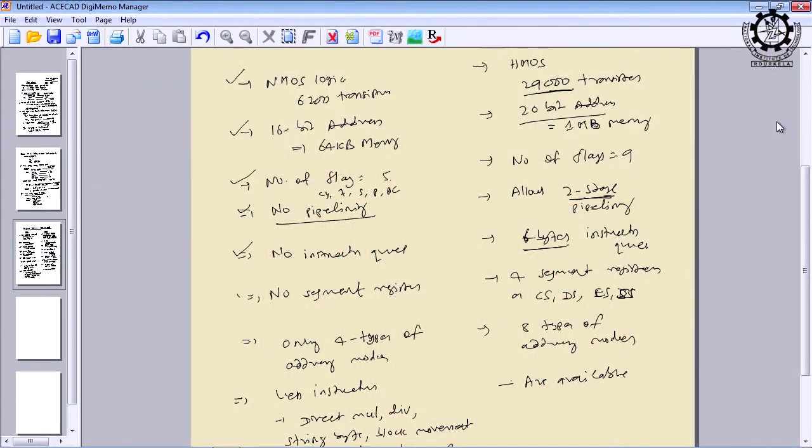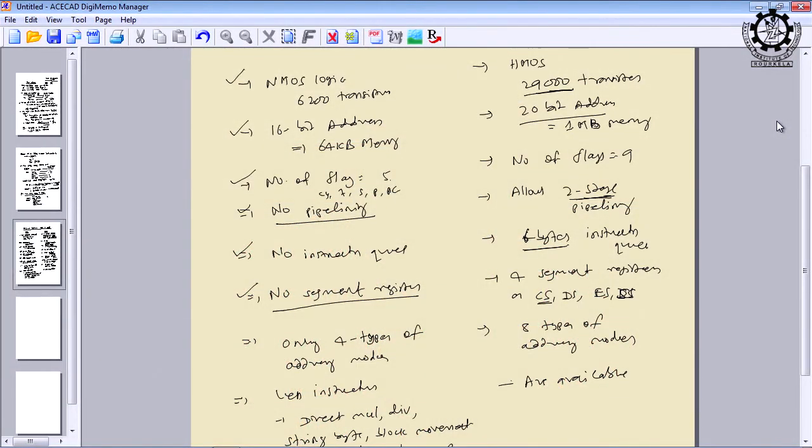Then, 8085 does not have segment registers, but 8086 has 4 exclusive segment registers. So, what are those registers? One is called CS, which stands for code segment register, DS stands for data segment register, ES stands for extra segment register, and SS stands for stack segment register.